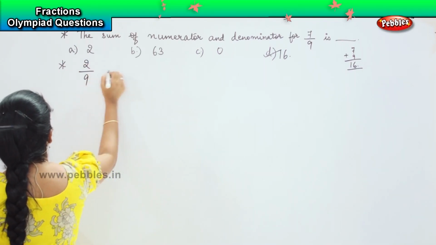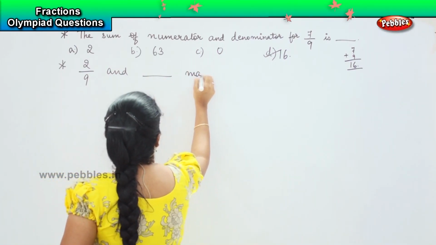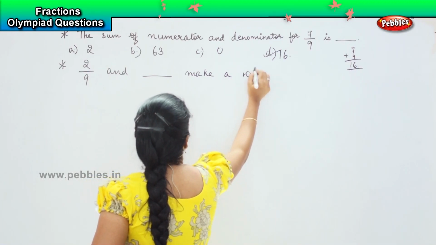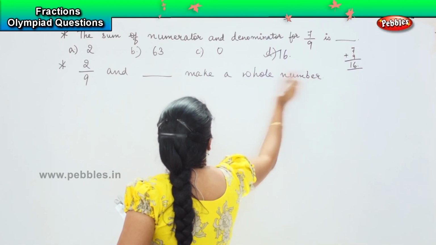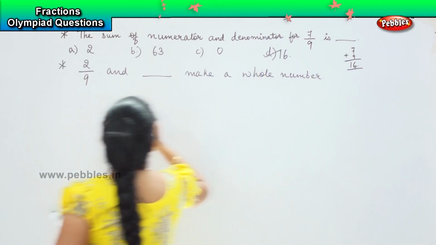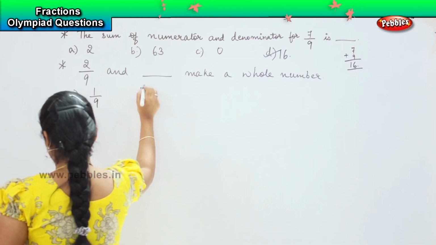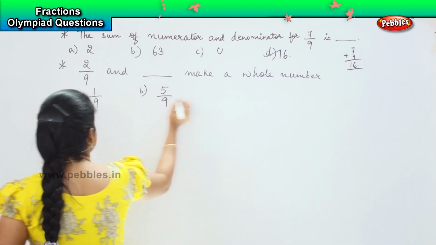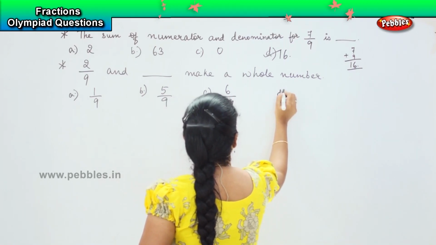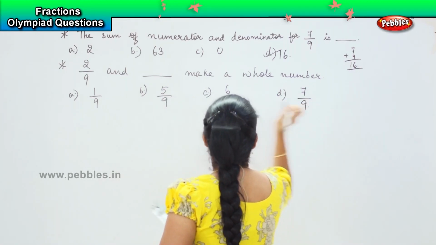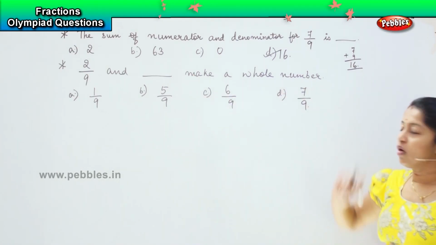2 by 9 and dash makes a whole number. Your options are 1 by 9, 5 by 9, 6 by 9 and 7 by 9. So 2 by 9 and something will make a whole number.